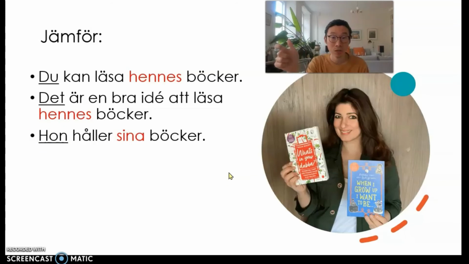She holds, in English you would say, she holds her books. But in Swedish you have to use sina because it's her own books and it's in the place of the object. So hon håller sina böcker. She is holding her own book, if you have to translate into English.